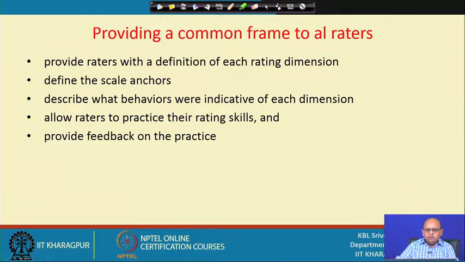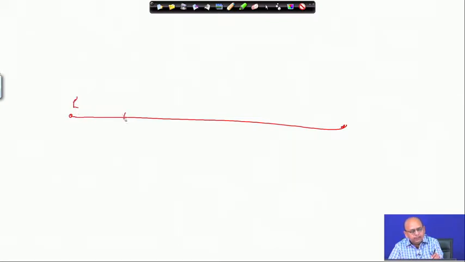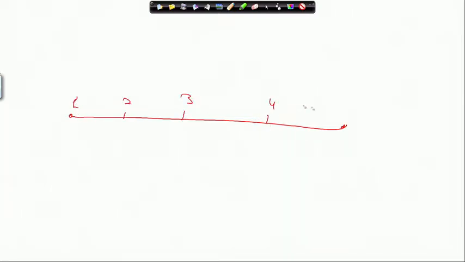Now, when it comes to providing a common frame to all the raters, it means that those who are evaluating performance should be told how you are going to evaluate the performance. The raters of performance, especially supervisors, should know how they are going to rate each dimension. I will give an example here. Say you want to evaluate the performance using certain rating scales, for example a 5-point scale starting with 1, 2, 3, 4 and 5.